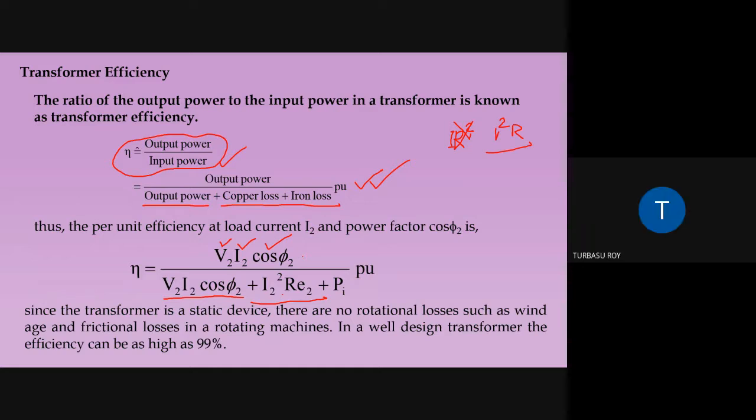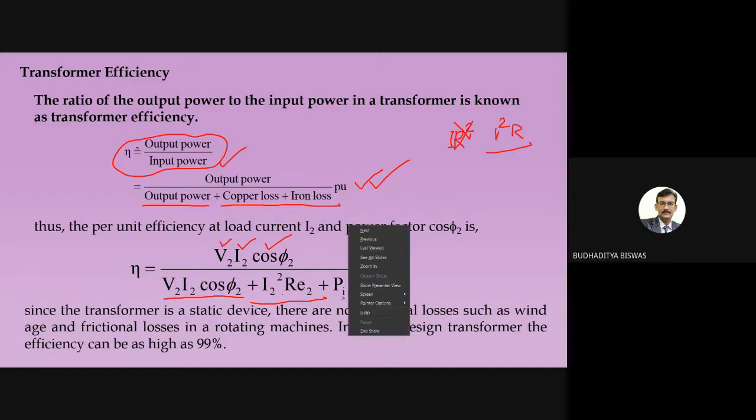Yes, it should be RE1, the equivalent resistance, because we are measuring the copper loss in the primary winding as well as in the secondary winding. If you say R1, R2, then it is for a particular side. So you should take the cumulative or equivalent resistance. Either it is RE1 or RE2. If you take RE1, then the current should be I1. If you take RE2, then the current should be I2. And Pi is actually the iron loss.